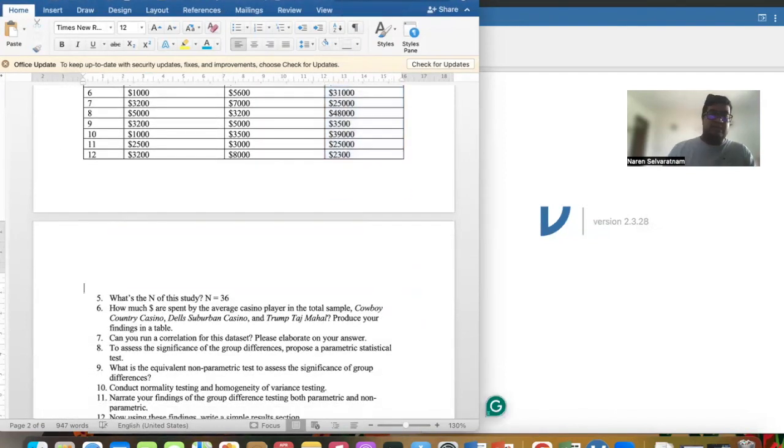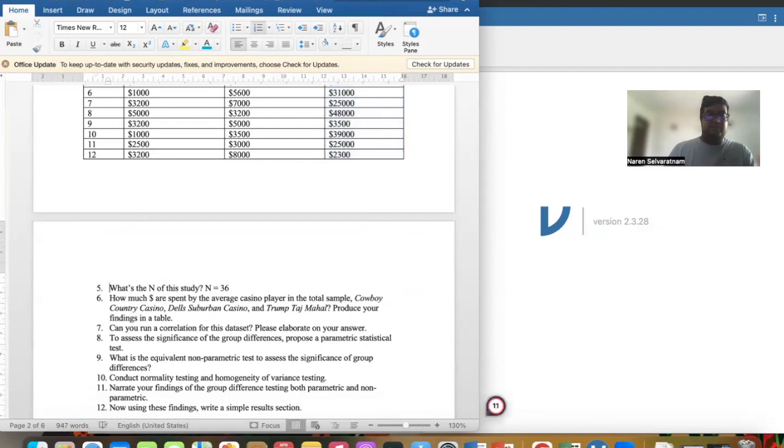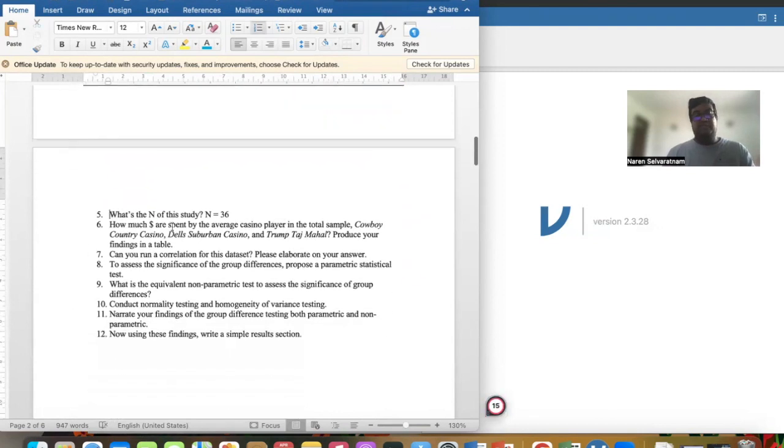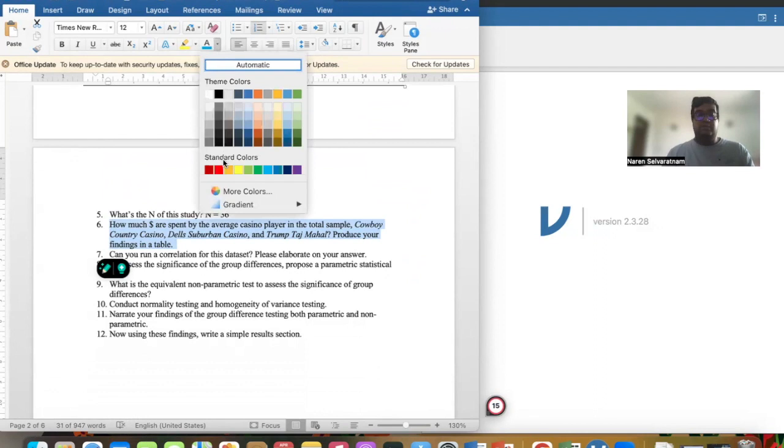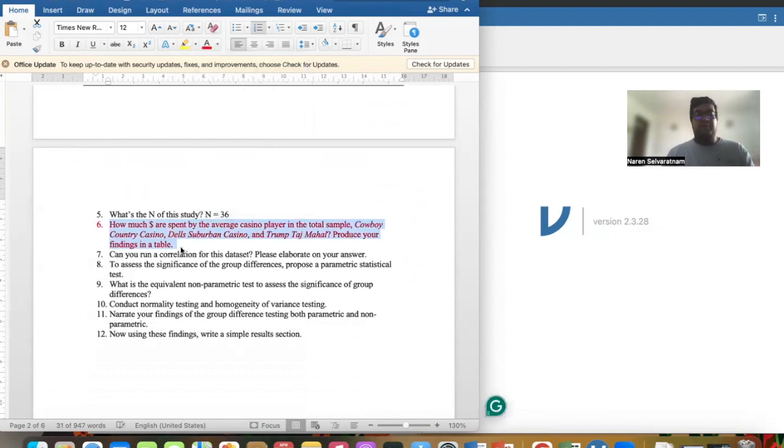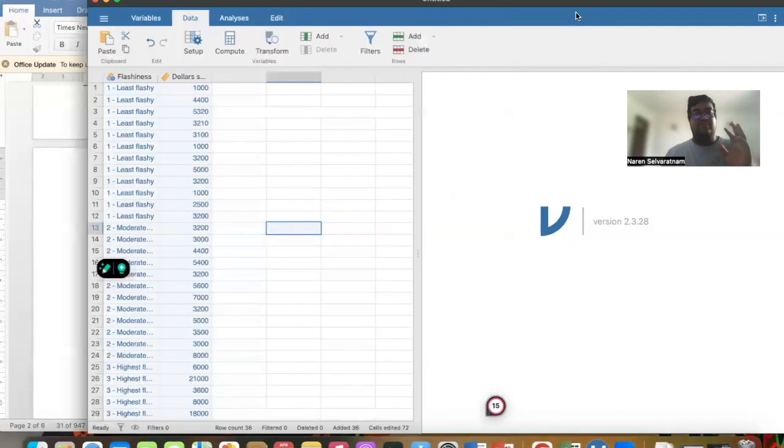Now, here I have given some questions. I need to run a descriptive analysis, and I need to also check for normality. And also I need to go ahead and run my one-way ANOVA. But I'm going to first do this. I need to first check how many dollars are spent on average by the people in my sample. And I need to then split it by the three groups that I have, by the degree of flashiness. This is just us seeing how descriptively something works.